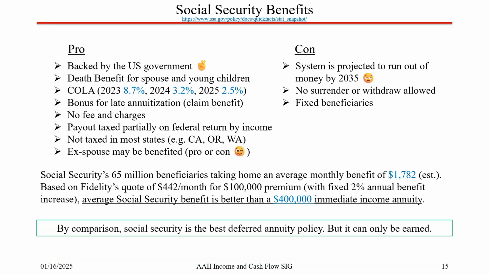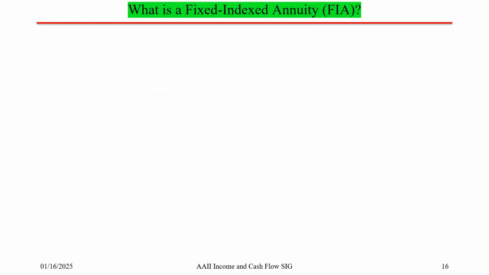So by comparison, Social Security is the best deferred annuity policy, but you can only earn it, right? You cannot go and buy it. Yeah, otherwise I'd buy more. So what is the second type? Fixed index annuity.